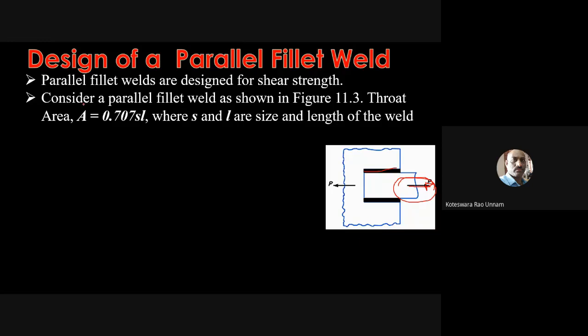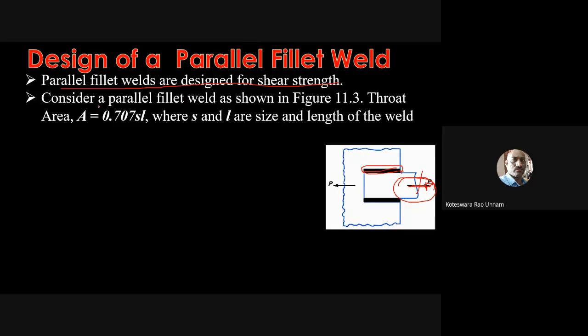Therefore, these parallel fillet welds are designed for shear strength, not for tensile strength. Because here the load will become a tangential load to this weld, this tangential load will induce a shear stress in the weld. So parallel fillet welds are designed for the shear strength, not for the tensile strength.